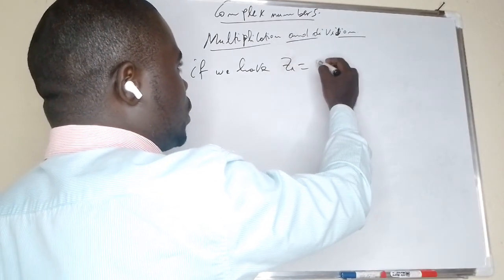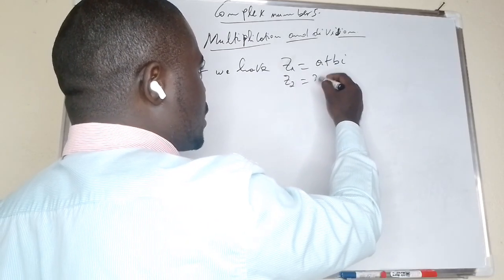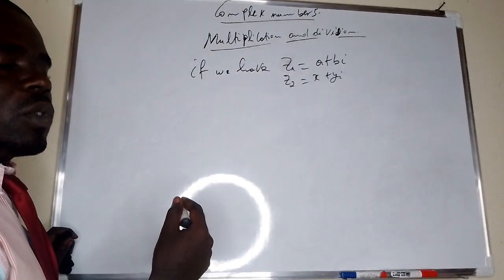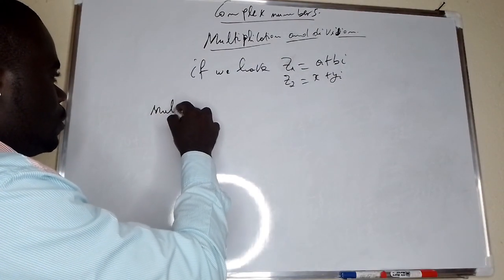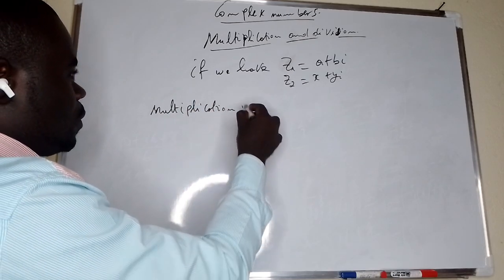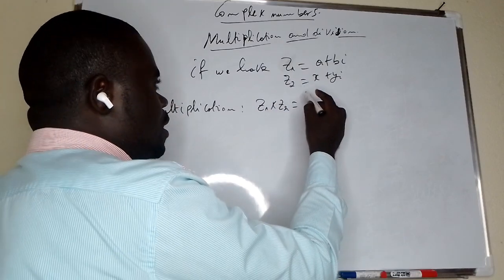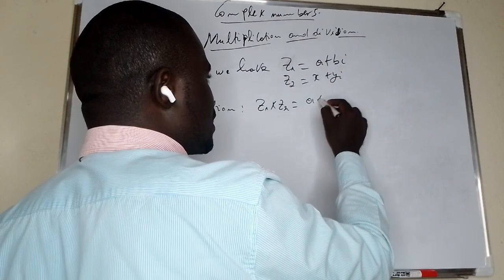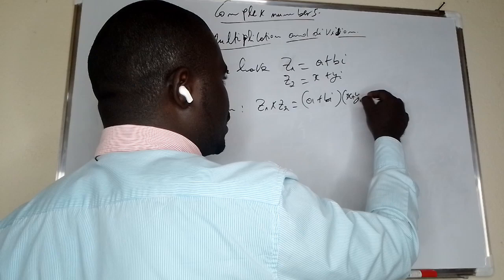If you have z1 which is equal to a plus bi, and z2 which is equal to x plus yi, how do we multiply these and how do we divide? For multiplication, if we have z1 times z2, it means it is a plus bi, then times x plus yi.